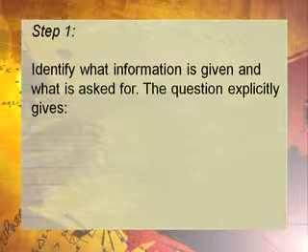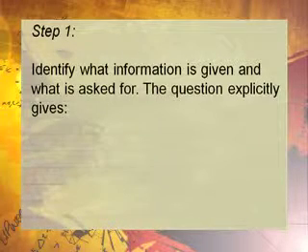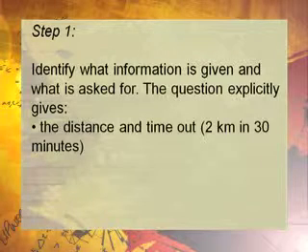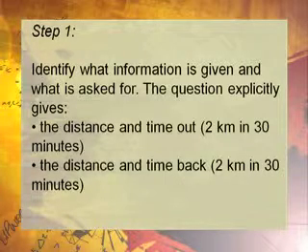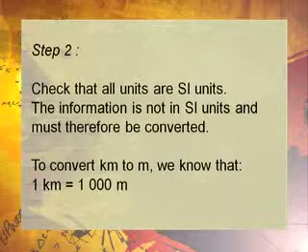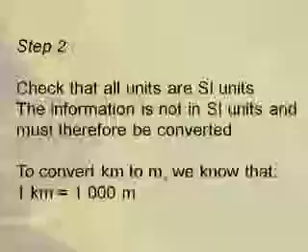Now, step 1 is always to identify what information is given to us and what is being asked from us. So we know that the distance and time going out is 2 kilometers in 30 minutes, and the distance and time coming back is another 2 kilometers in another 30 minutes. Okay, now step 2 is to check that all the units are in SI units.